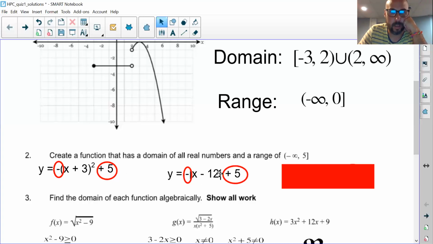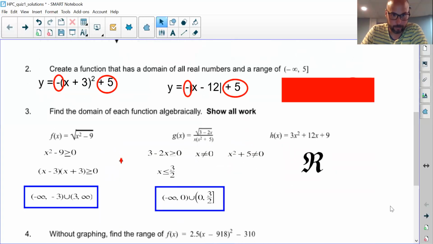Similar argument with absolute value. Absolute value is the V, and it has a vertex at y equals 0. So first of all, flip it upside down, and now it has a range from -infinity to 0, and then add 5 so that you get your range of -infinity to 5.